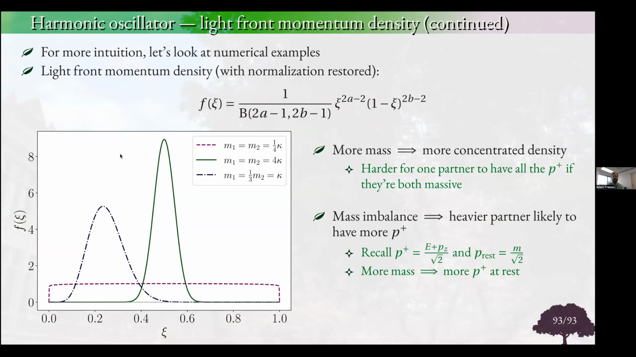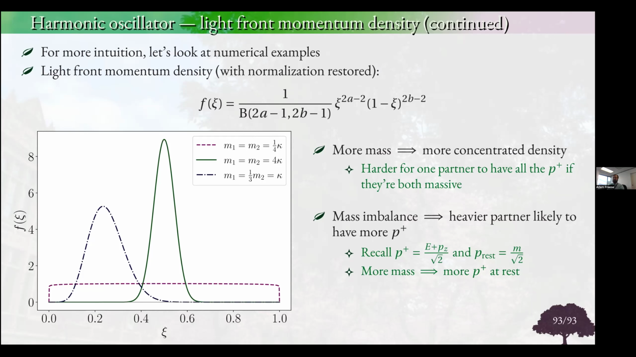So here I have a plot demonstrating both of these limits as well as a mass imbalanced case to give a bit more intuition. The light front momentum density, with the normalization factor restored, is just a beta function. It looks like this in both of your limits. Once the masses are really small, you get something that looks almost flat, but then falls steeply to the edges at xi near 0 and xi equals 1.